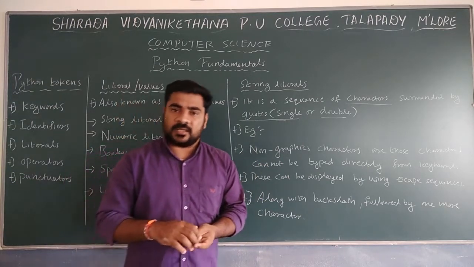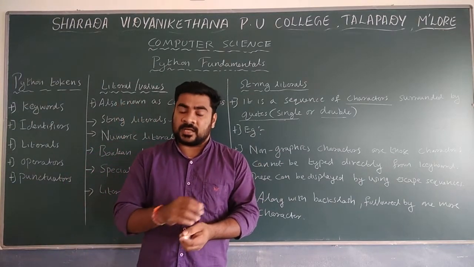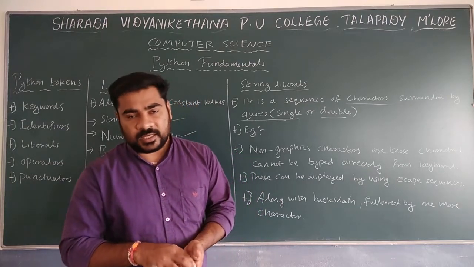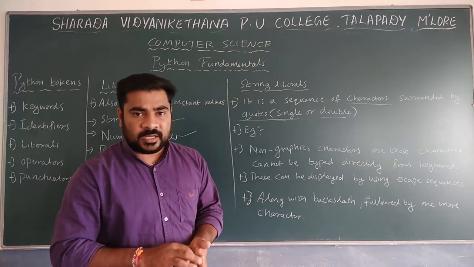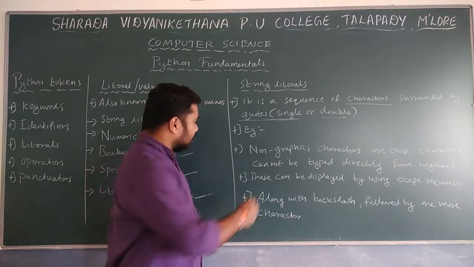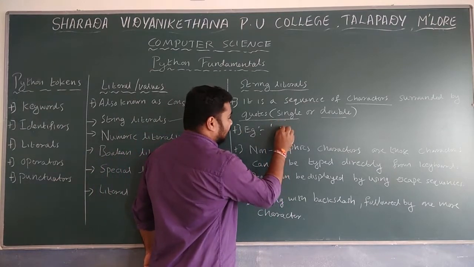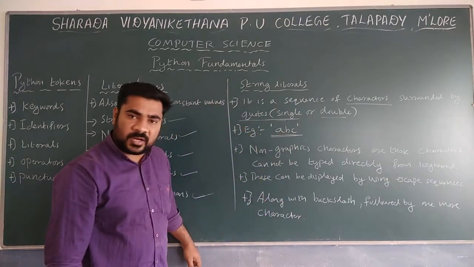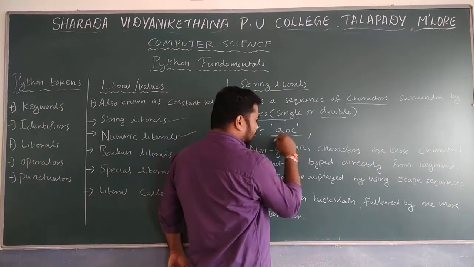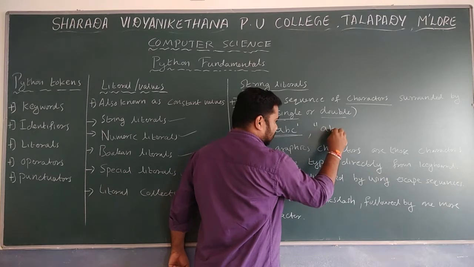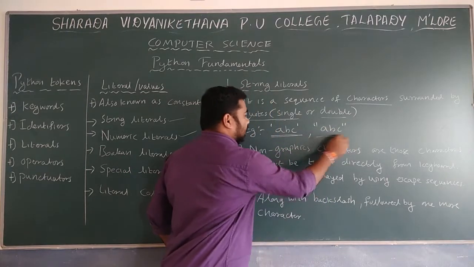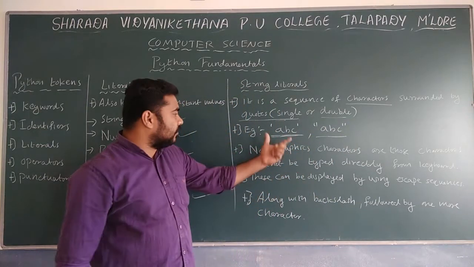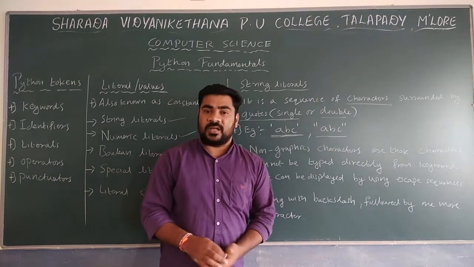That is actually known as a string. A string can be of any length; length does not matter here. For example, if you take A, B, C, this is one string. You can write it like this or with double quotes. Both are the same: you can use either single quotes or double quotes.